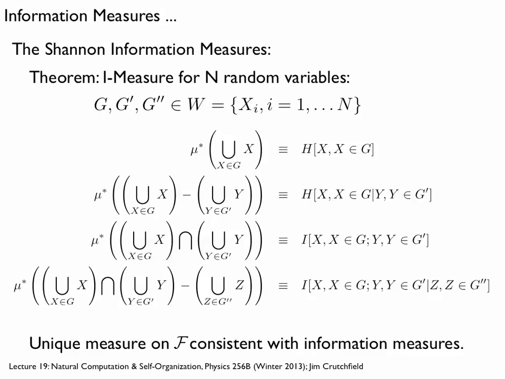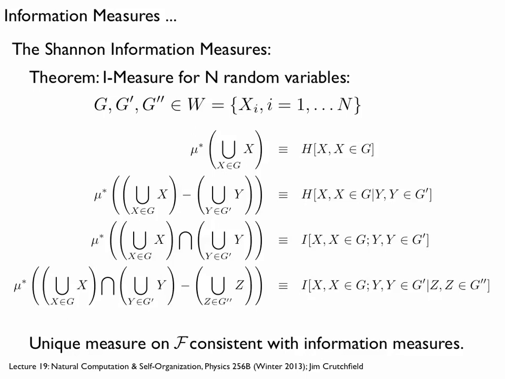Take all the random variables in G, union those, all the random variables in G prime, union those, and I look at the intersection. That corresponds to the mutual information between the variables in set G and the variables in set G prime. So in my n variables, I have two subsets, G and G prime, and I'm asking what's the mutual information between those two sets.